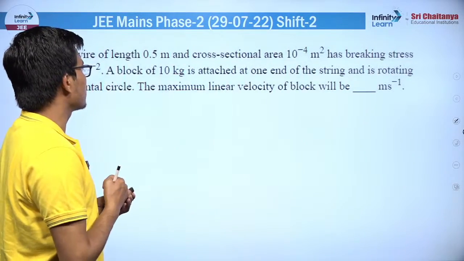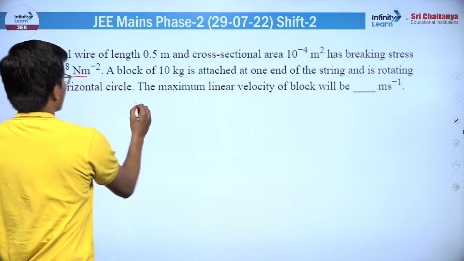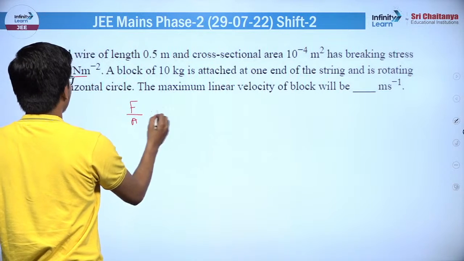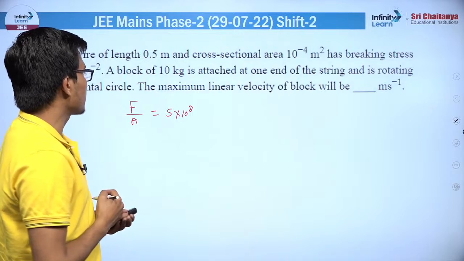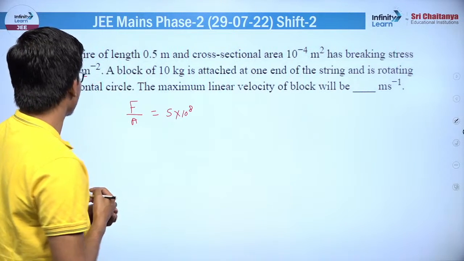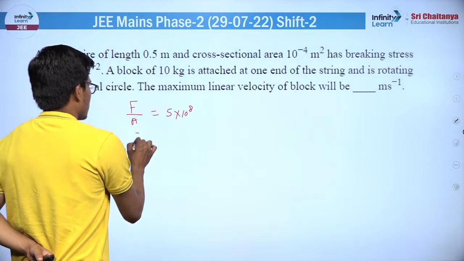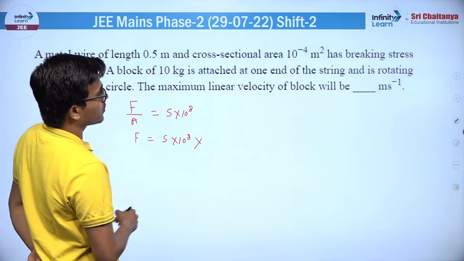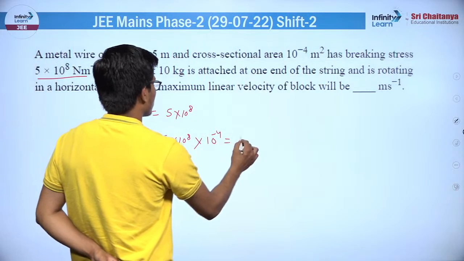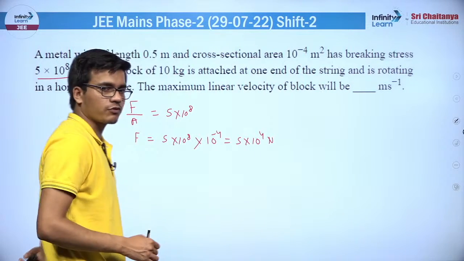A metal wire of length this and cross sectional area is this, breaking stress is this. You know that breaking stress is given by force upon area, that is 5 into 10 to the power 8. A block of mass 10 kg is attached to one end of the string and is rotating in a horizontal plane. The maximum linear velocity of the block will be. So force you can write 5 into 10 to the power 8 into area. Area is given to you 10 to the power minus 4. So force should be 50,000, or you can write 5 into 10 to the power 4 Newton.